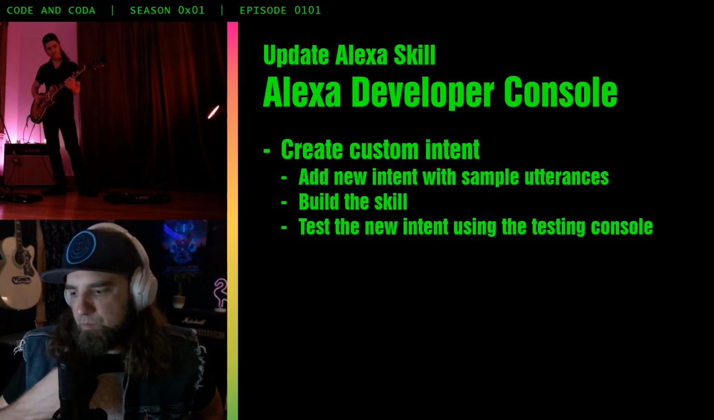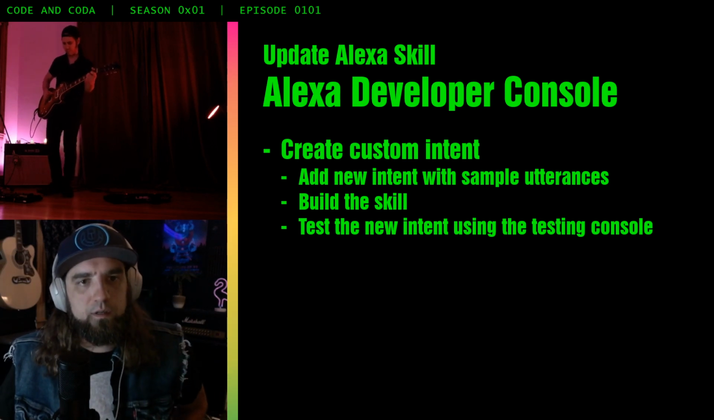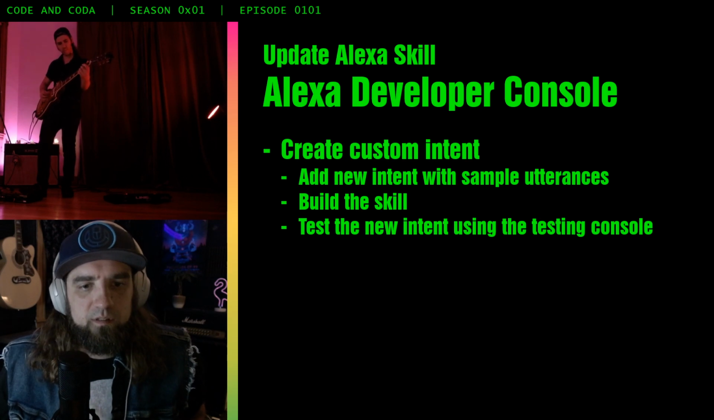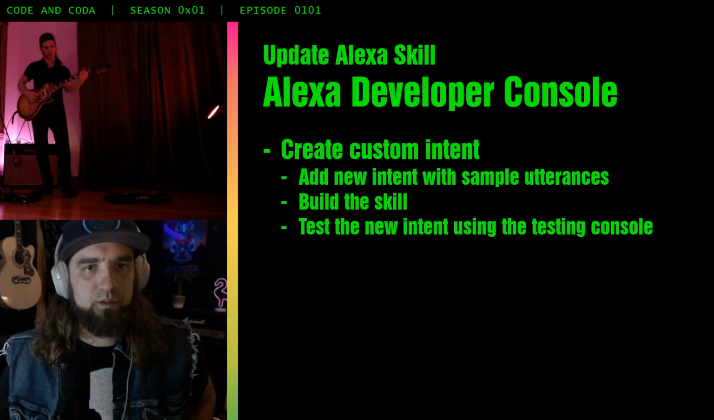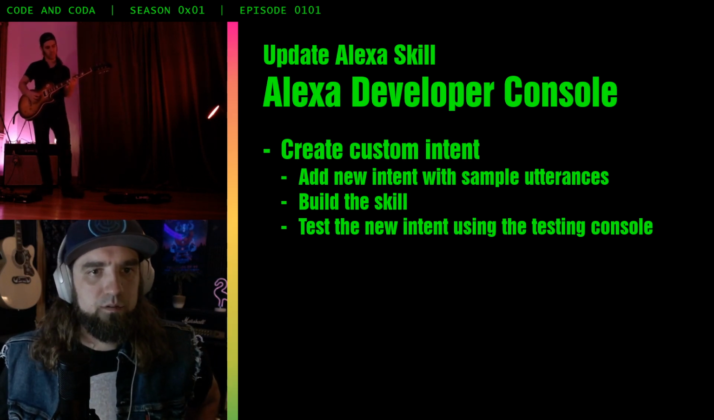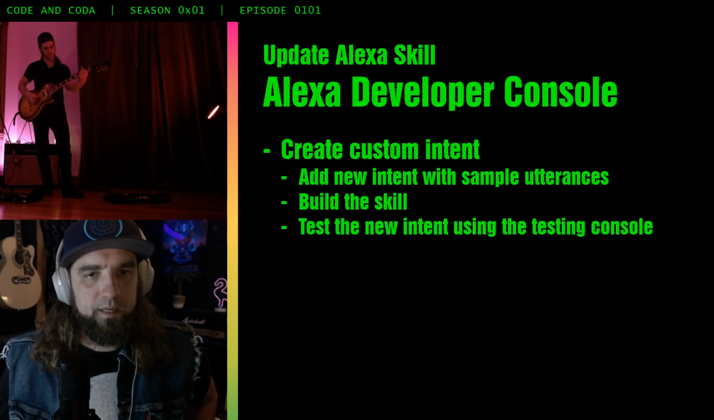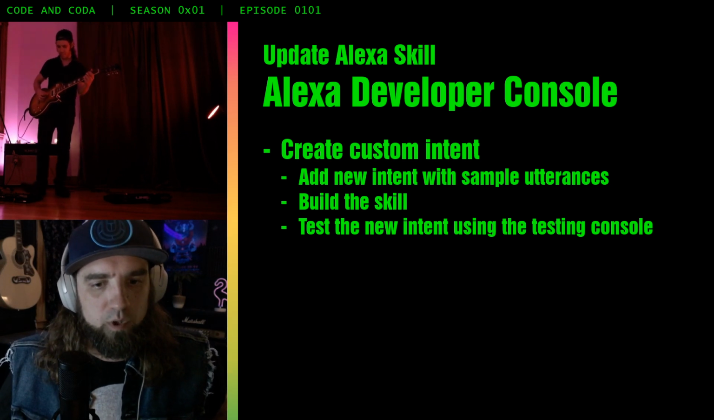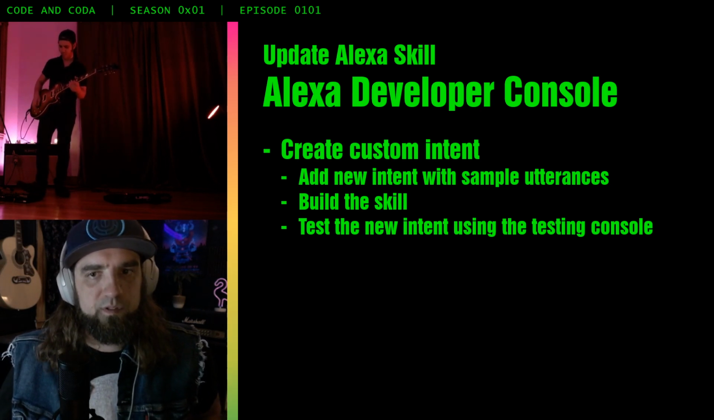Alright, part 3. This will be real quick. All we're going to be doing now is we're going to get away from the C# web application. We're going to jump back to the developer console and create a custom intent, which will help us get started for the next episodes to come.